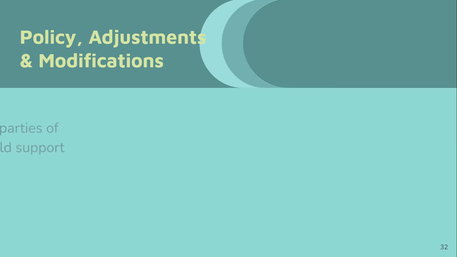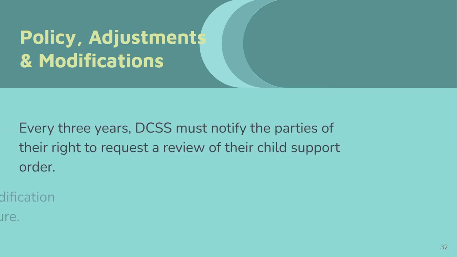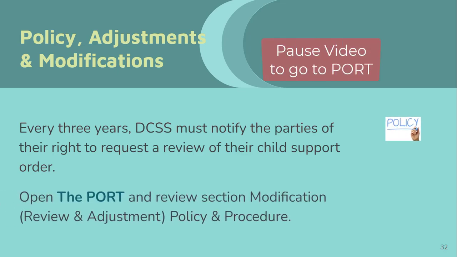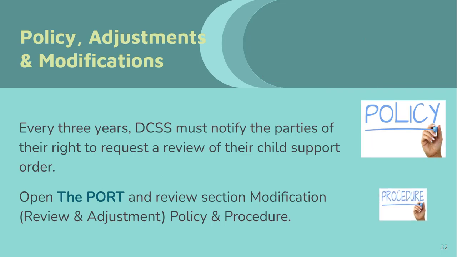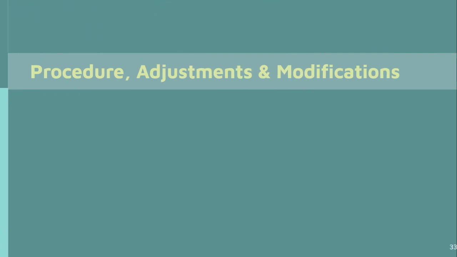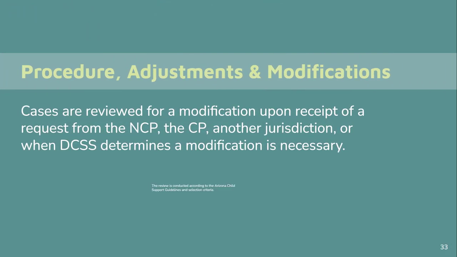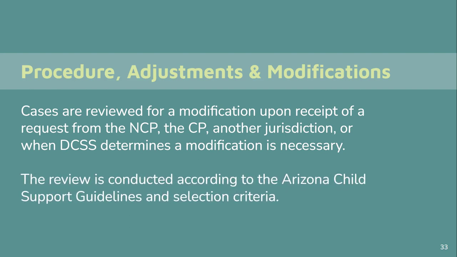Every 3 years, DCSS must notify the parties of their right to request a review of their child support order. Open the Port and review the section Modification, Review and Adjustment, Policy and Procedure. Cases are reviewed for a modification upon receipt of a request from the NCP, the CP, another jurisdiction, or when DCSS determines a modification is necessary.